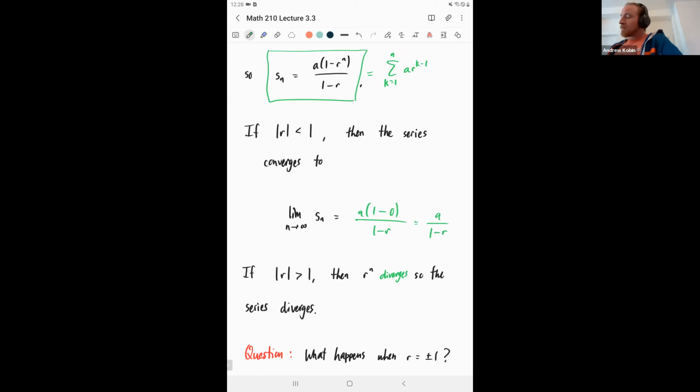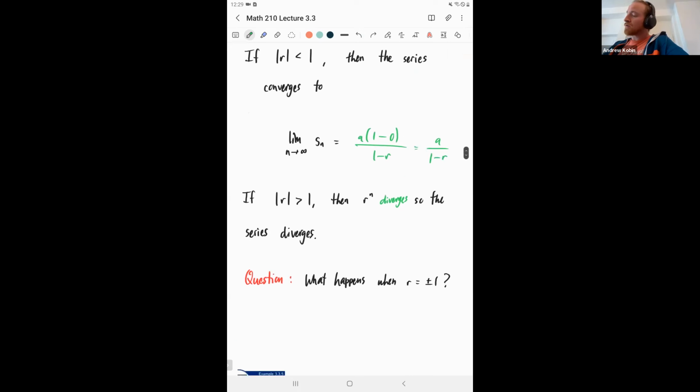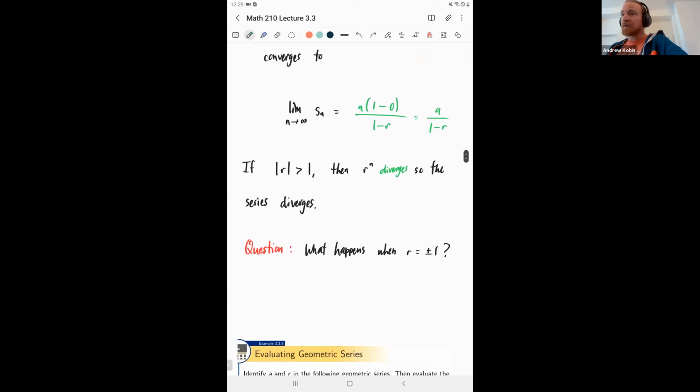So what happens if r is plus or minus 1? Of course, we can't plug r equals 1 into a formula like this for the partial sums. So I encourage you to go back to the start of the problem and plug in r equals 1 and r equals -1 and just see what happens to the infinite series. I'm not going to do this for you, but I left a little space so you can do this in your notebook and work out what happens in those cases.